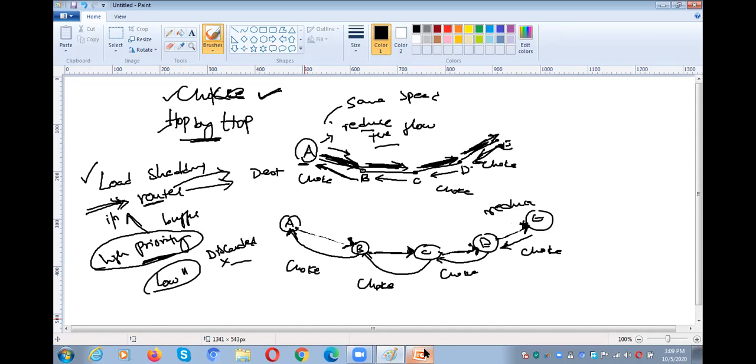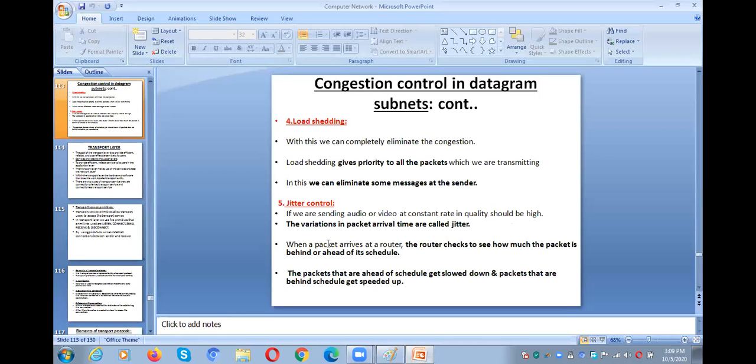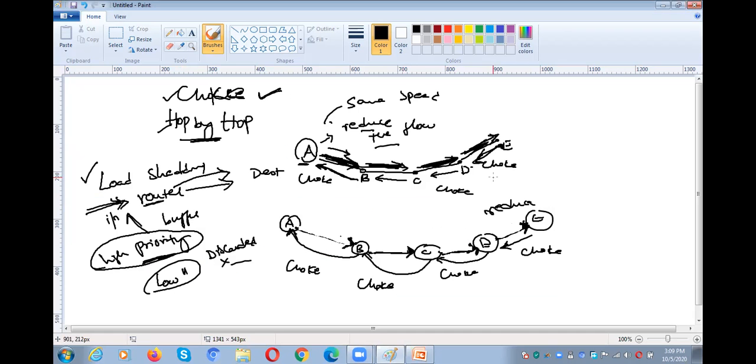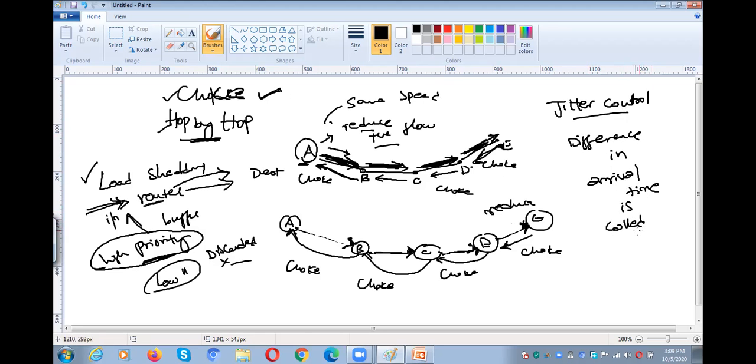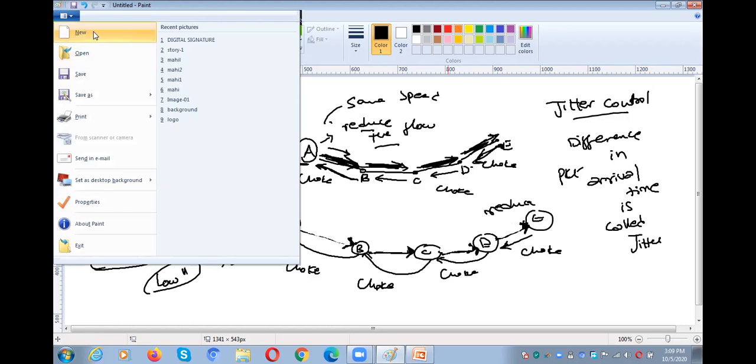And then what about jitter control? The last one. Very important one mark question. Jitter control. So what is jitter control? Difference in arrival time. Difference in packet arrival time is called jitter.